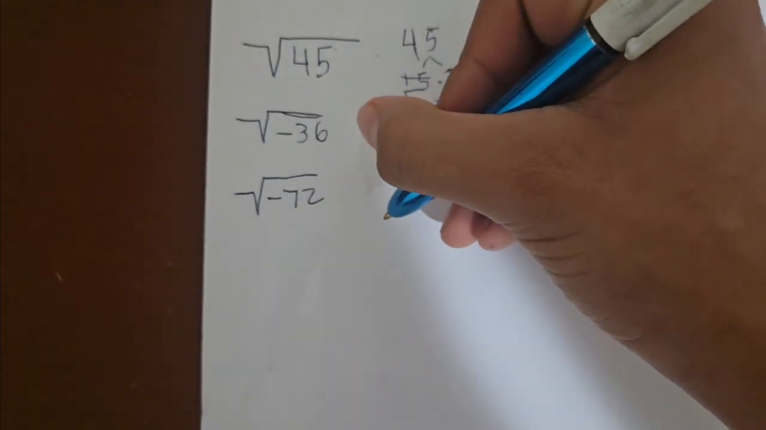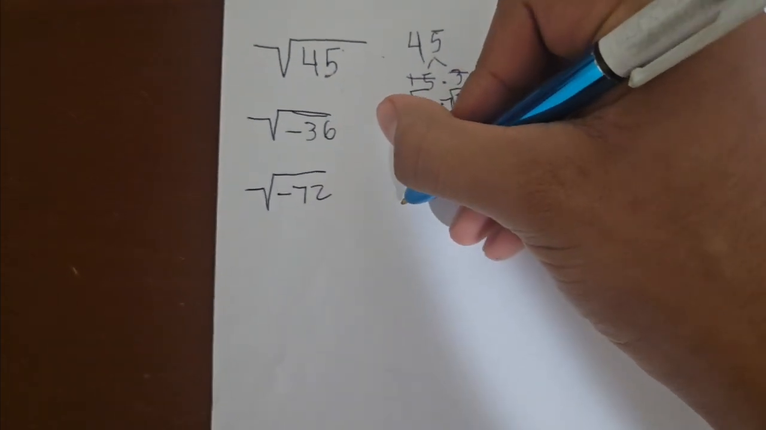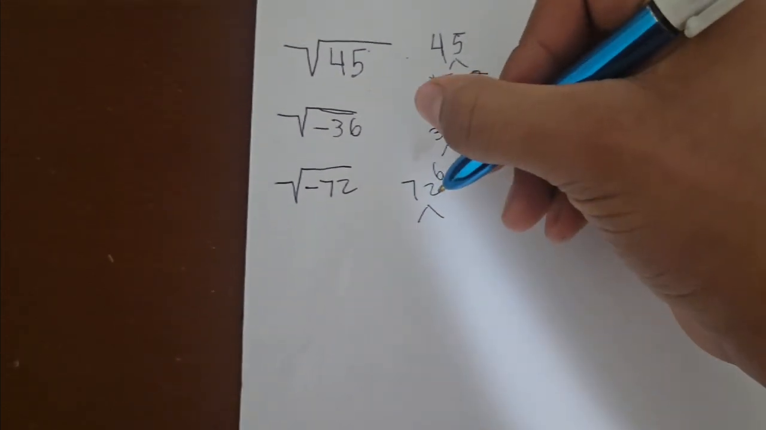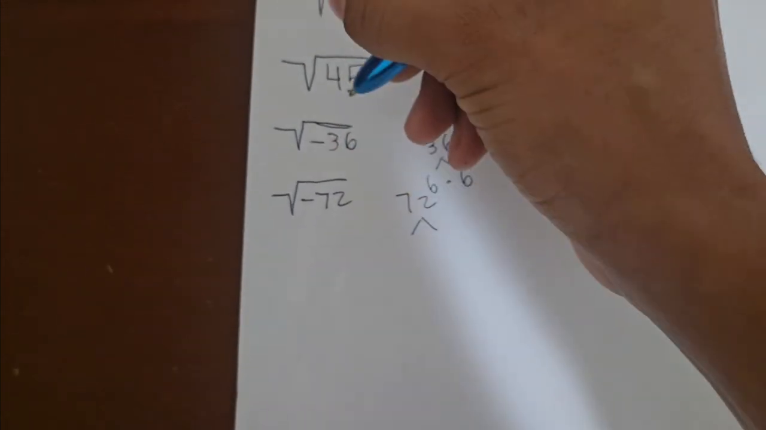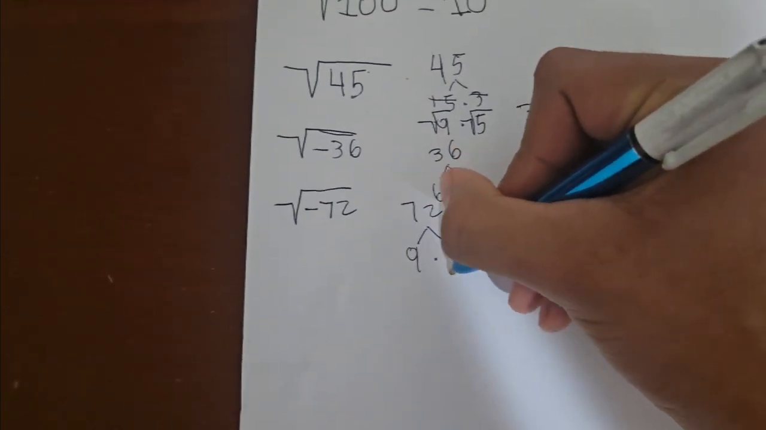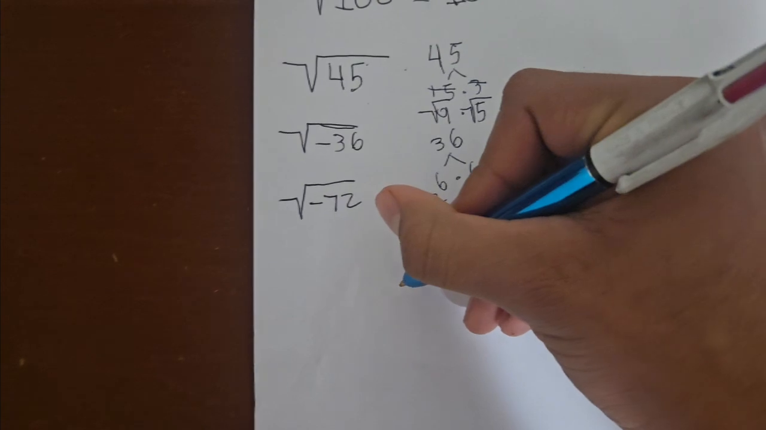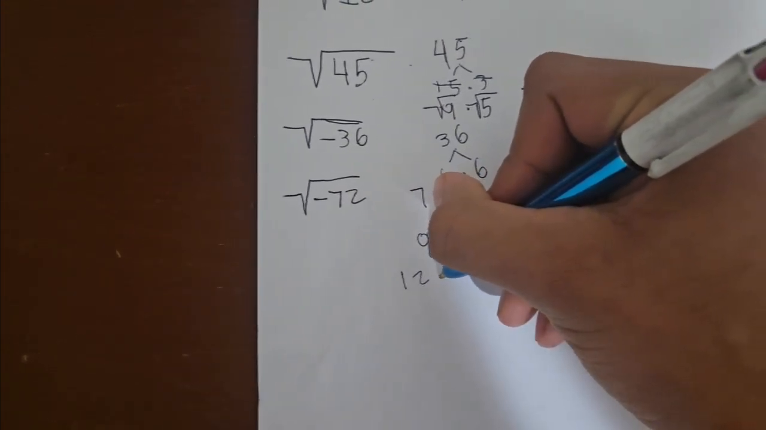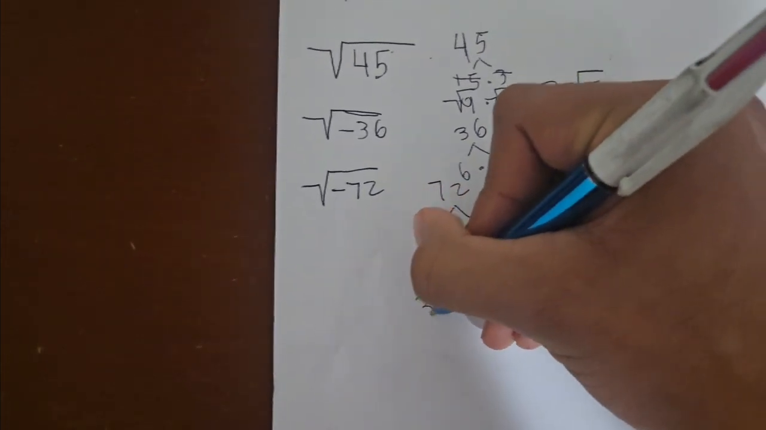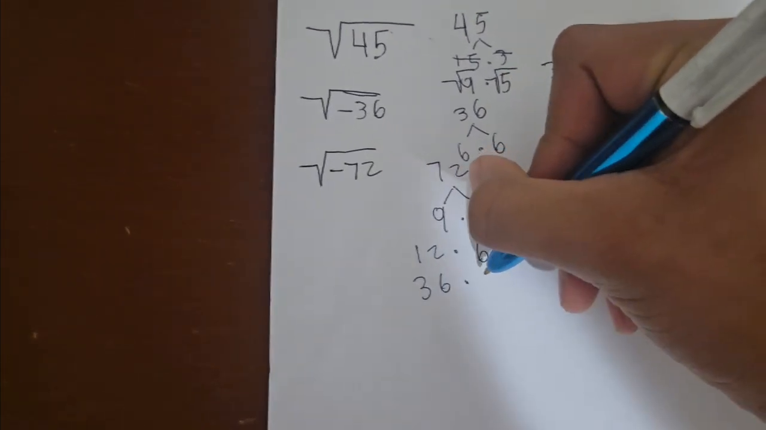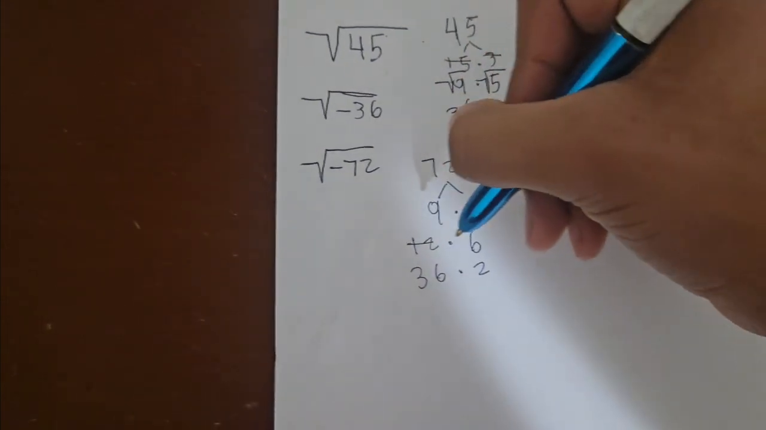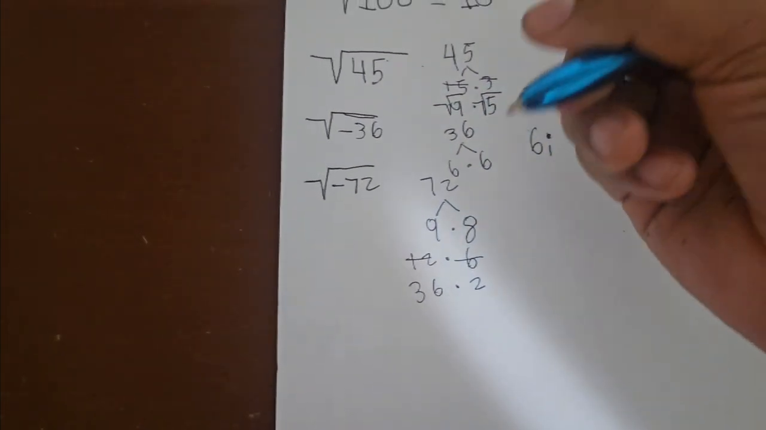Now moving on to square root negative 72, what we simply do is take 72 and find factors, because 72 is not a perfect square like 36 is. So we have 9 times 8 and 12 times 6 and 36 times 2. Now 12 and 6 simply just don't simplify with a radical.